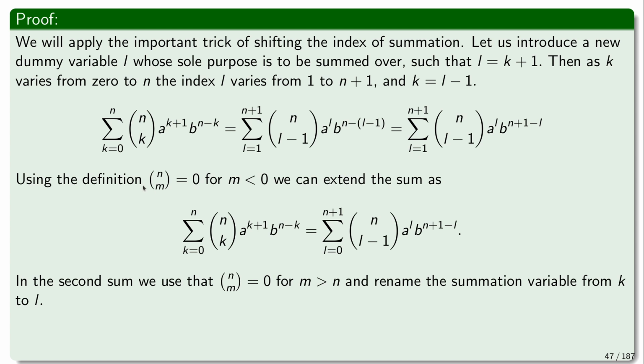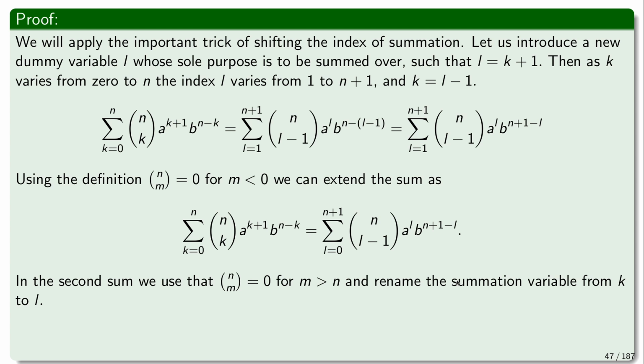Right, so using this definition, it is convenient. We will see a better justification. But for now, let's use this definition that this has been defined as 0. So we can now extend the sum, and actually this sum can be rewritten as sum over L, as L goes from 0 to n plus 1, and this coefficient over here, and this power is n plus 1.